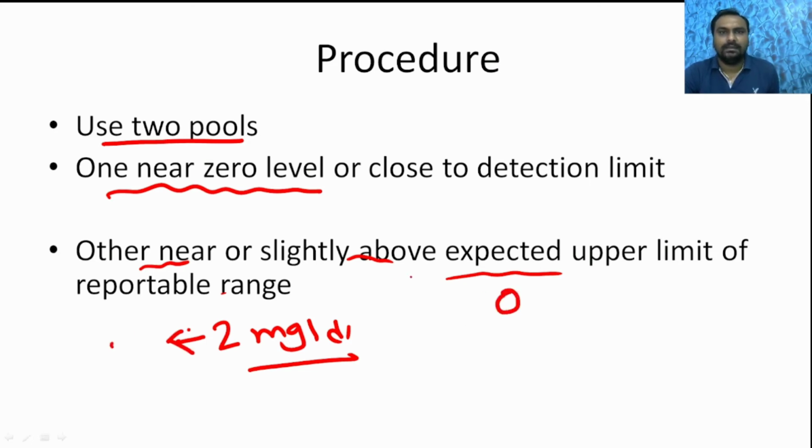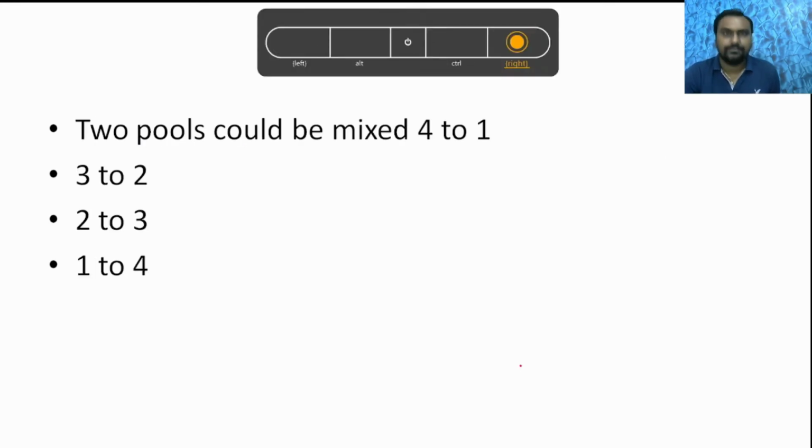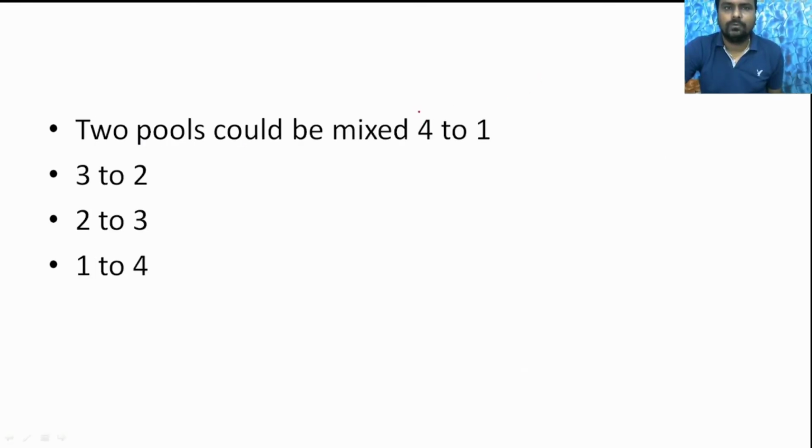Okay, and the linearity: the expected upper limit of the reportable range is 500. So you can take the values which are more than 500 or above 500. Here two pools could be mixed at 4 to 1, 3 to 2, 2 to 3 and 1 to 4.